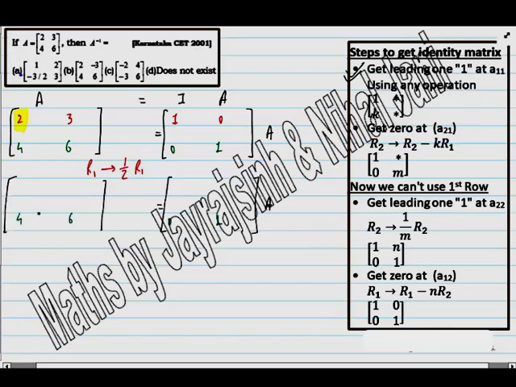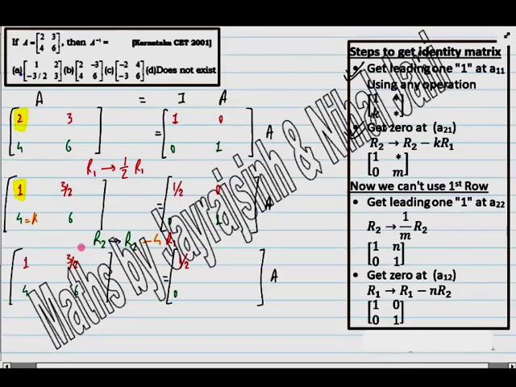With this operation, our second row will be as it is. And after taking 2 common, our first row will be 1, 3 by 2, 1 by 2, and 0 by 2, or we can say 0. So here we complete our first step. We get a leading one at A11 as well as we get the value of k, which is 4. Now the second step is to get 0 at A21 by the operation R2 gives R2 minus k, or we can say 4R1. To do this operation, let's write it down.